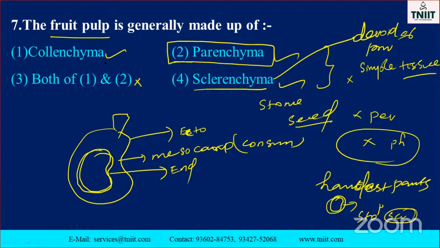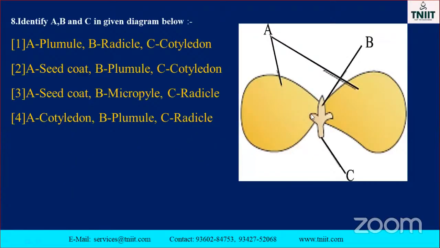So the first option is a wrong one. So this one is the correct one. Parenchyma is the correct option for the fruit pulp. Don't forget, my dear students. What is the next one? Parenchyma is the answer. Next one, see the structure.